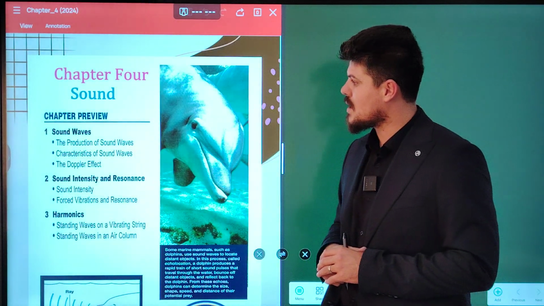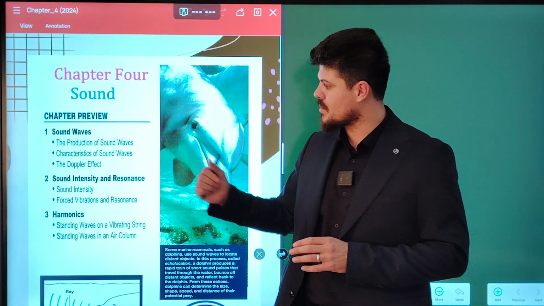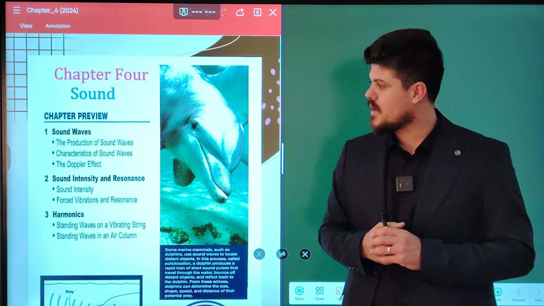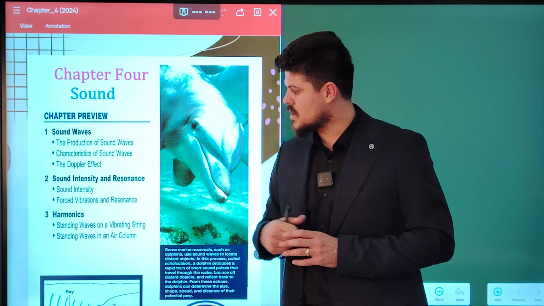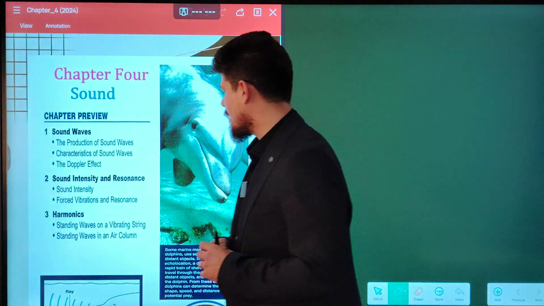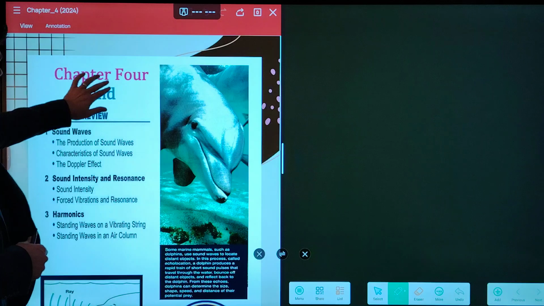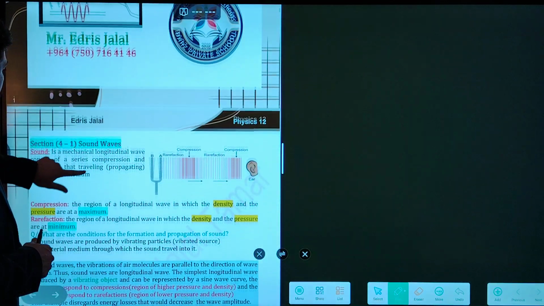Section 1 is about the sound wave. So we have 3 topics in this section, and section 2 is about the sound intensity and the resonance. And section 3 is about the harmonics and standing waves on a vibrating string and standing wave in an air column. Okay, let's get started with our new lesson.